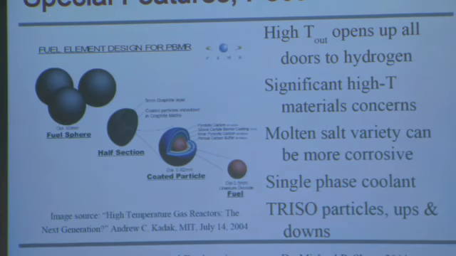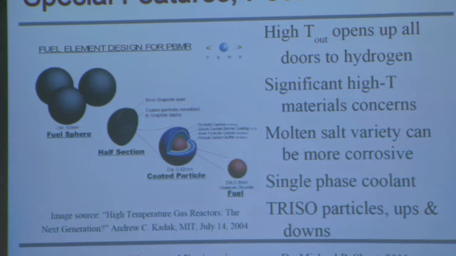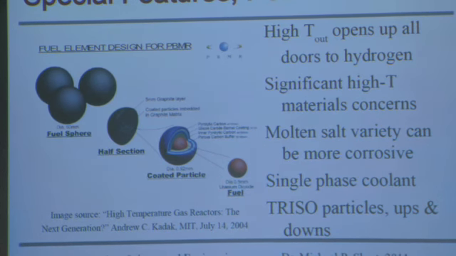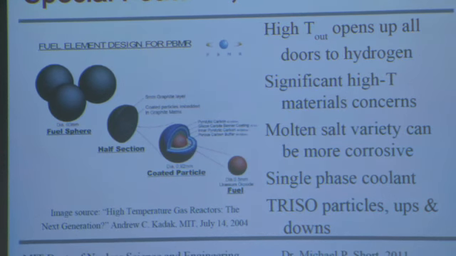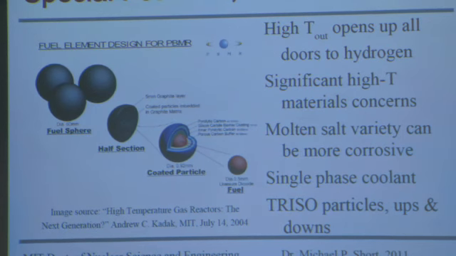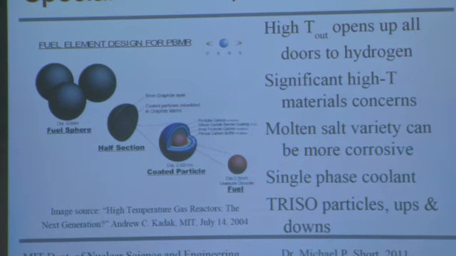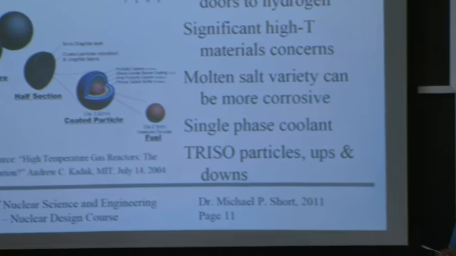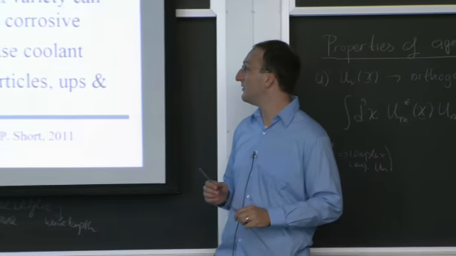Let's see. So some of the special features: this is the highest outlet temperature that we've seen in terms of all these designs. It's the highest one that I'll show you. And so it opens up all the doors to the highest quality process heat, which is one of the things you guys are going to want to make, but not the only one, so keep that in mind. There are significant materials concerns when you go to this high temperature. In any perusal of the Journal of Nuclear Materials, you'll find 100 papers on that, maybe more. Some of them from here.